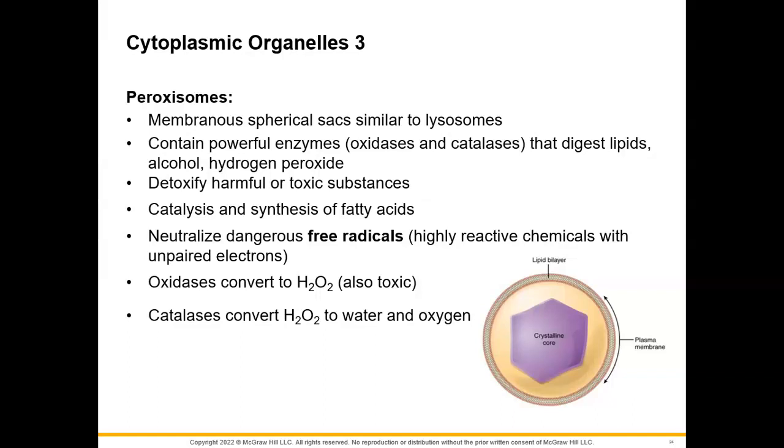Free radicals are highly reactive chemicals with unpaired electrons that act like flubber. Oxidases convert free radicals to hydrogen peroxide, which itself is toxic, but then the catalases convert the hydrogen peroxide to water and oxygen, which are safe for our cells.